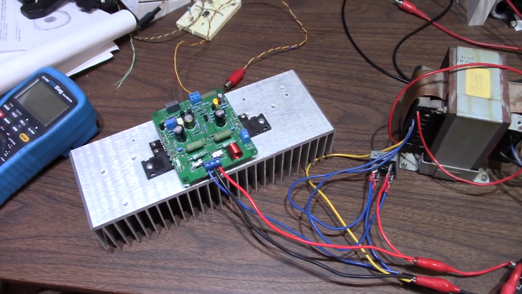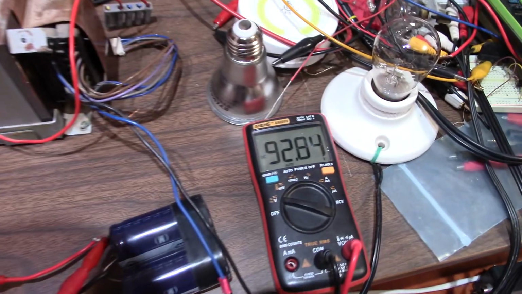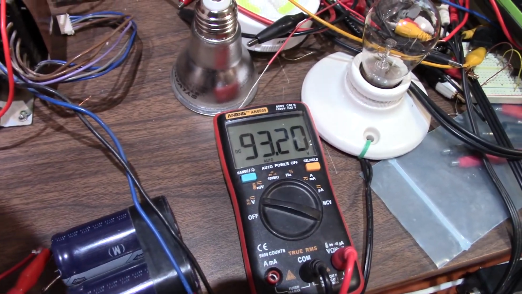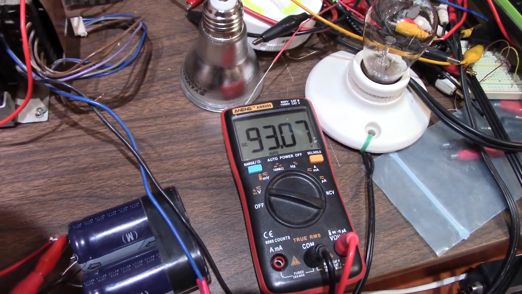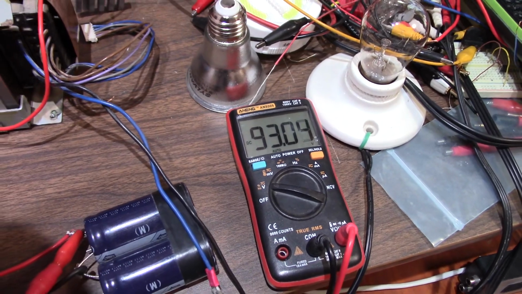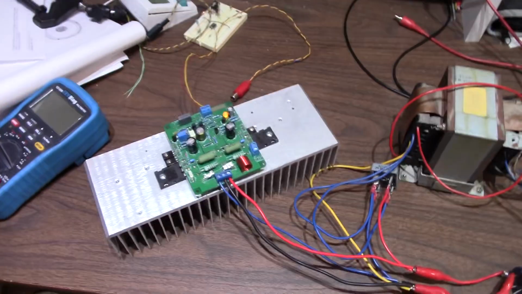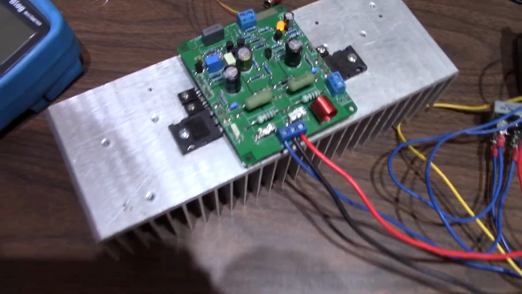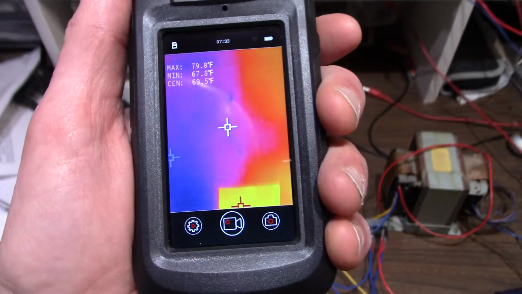Okay, I got this thing powered up. I just let it sit for 45 minutes. Across the rails is 93 volts. So what's that? 46 and a half volts on each side. I wanted to see what's getting hot, so I got this Amprobe thing.